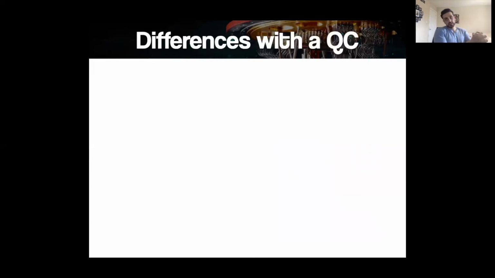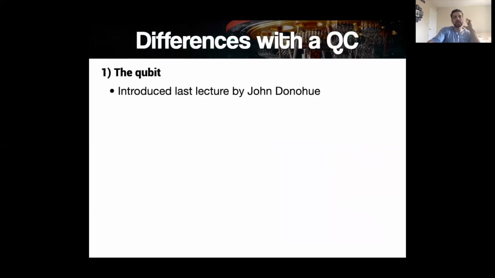So let's start with something more basic. What is different about a quantum computer? Well, one is the qubit. This came up in the last lecture by John Donahue. I'm not going to repeat what John shared because he is a much more eloquent speaker than I am, so I wouldn't do it justice. But I want to point out one example that I think really brings home the difference between a quantum bit and a classical bit.